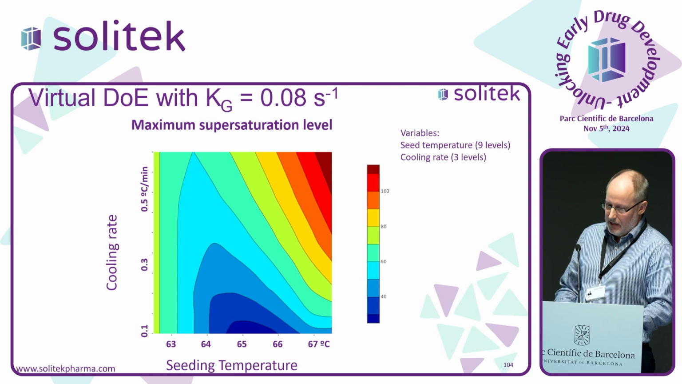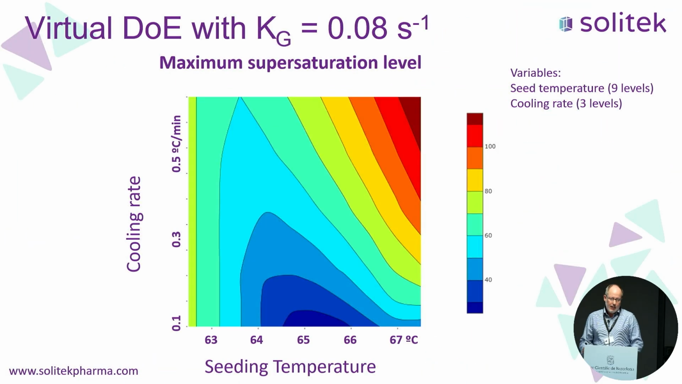So here's an example of a virtual DOE using our model as before. We've decided to look at that, 9 levels. Easily done on a computer, we could have done a lot more, but experimentally, that would be a lot of work. Cooling rate, we decided to look at 3 different levels. And we're plotting supersaturation here. This is high supersaturation. Well, it's the maximum supersaturation achieved during the process.